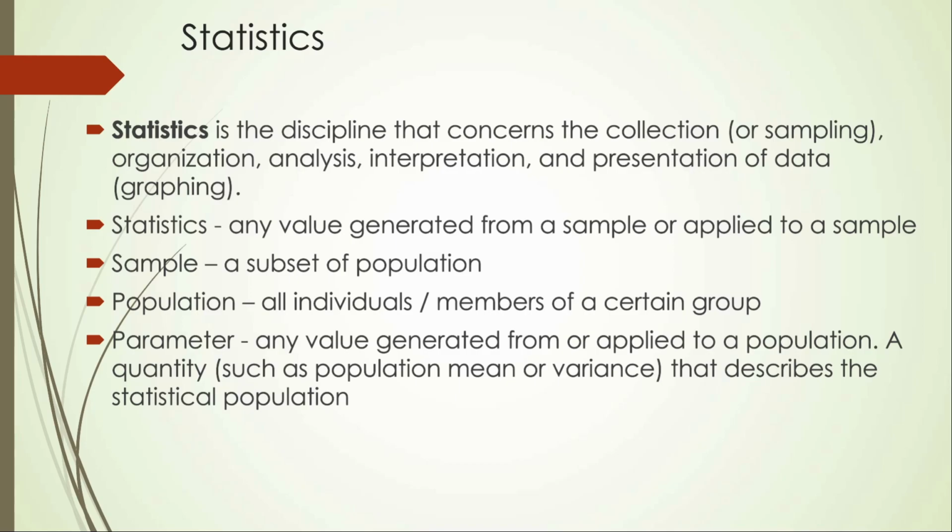So sampling is important because you have to ensure that your sample represents the population. Okay, and then any value that you generated from the sample is called statistics. This is in contrast to a parameter, which is any value generated or applied to a population. So such as population mean or population variance.